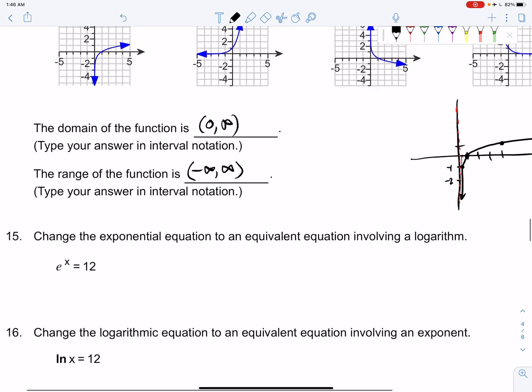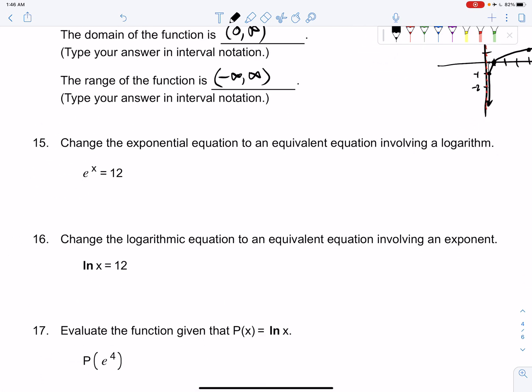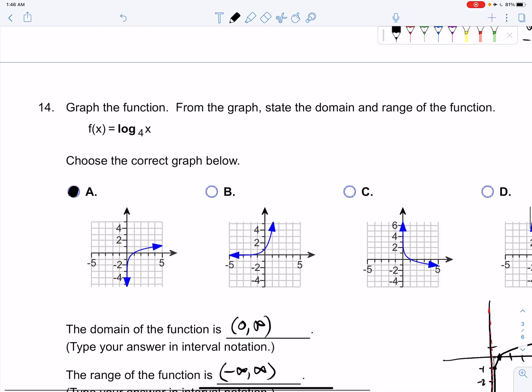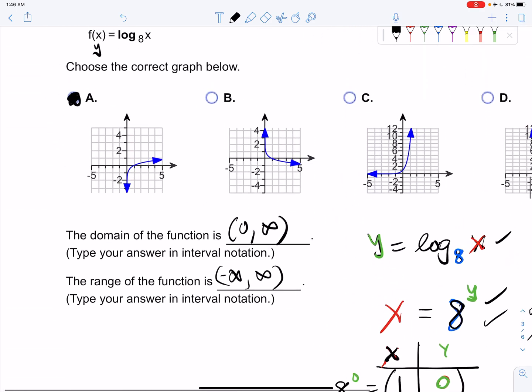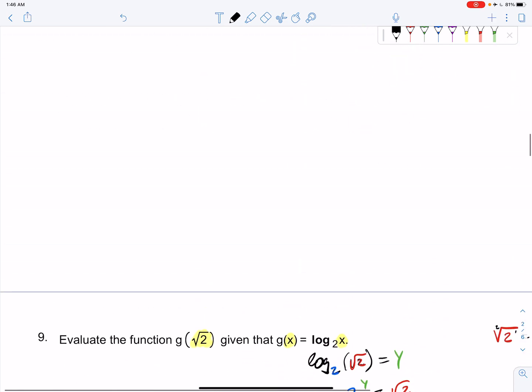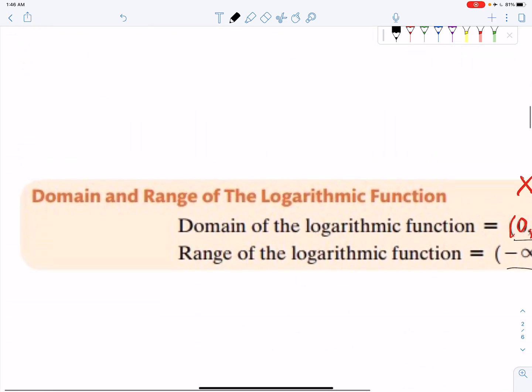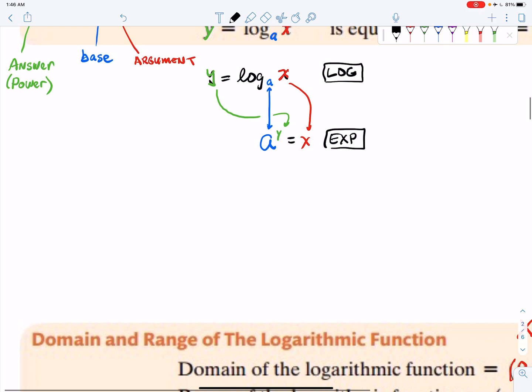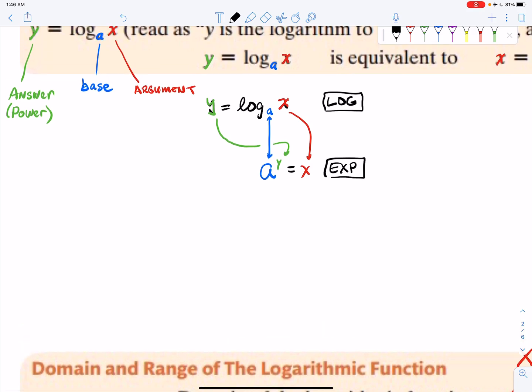All right. Now, change the exponential equations to its equivalent logarithmic form. Okay, we already did this, but we do want to go back over here and maybe do some more definitions, just a couple more here. Let's do this. So we've got log base A.